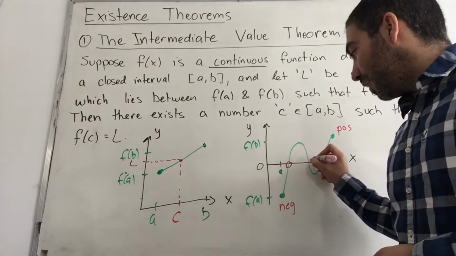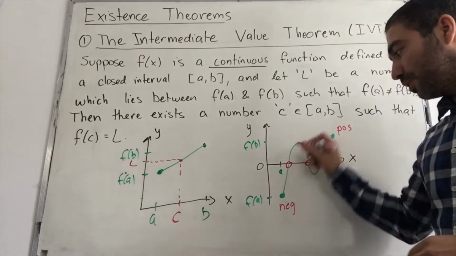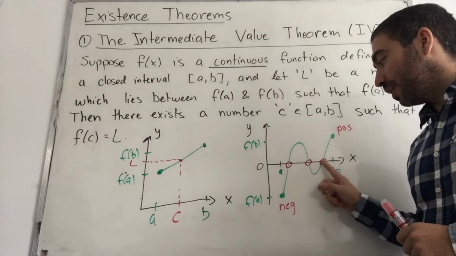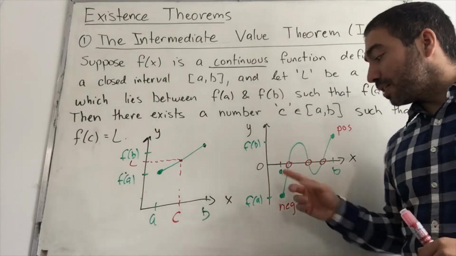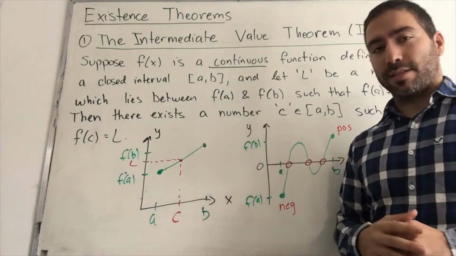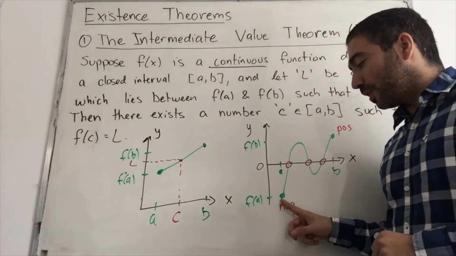And notice that we have to hit the zeros, and in this little drawing that I drew, we actually have 3 roots. We have 3 places on the graph where it crosses the x-axis. And this is what IVT is telling us. Okay, so it's impossible to get from here to here.